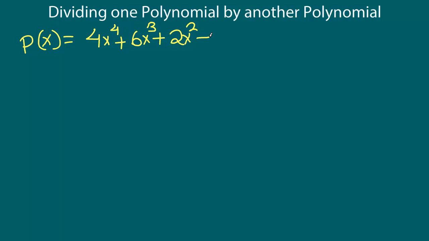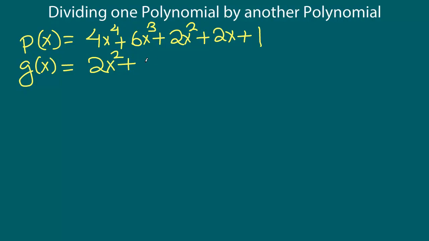Let's say we want to divide the polynomial 4x to the power 4 plus 6x cubed plus 2x squared plus 2x plus 1 by the polynomial 2x squared plus x plus 1. So we want to divide p(x) by g(x).